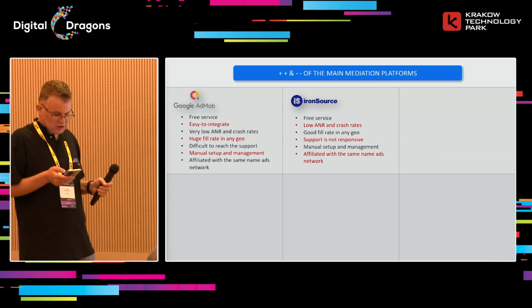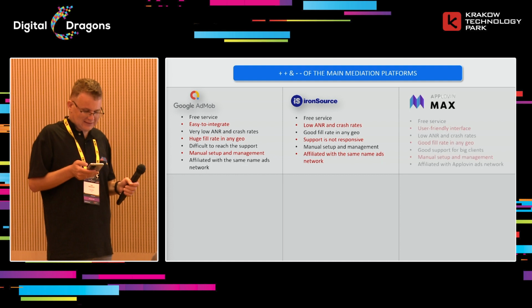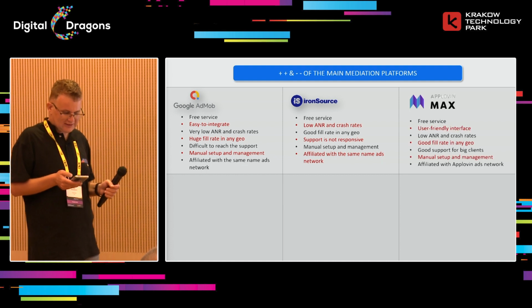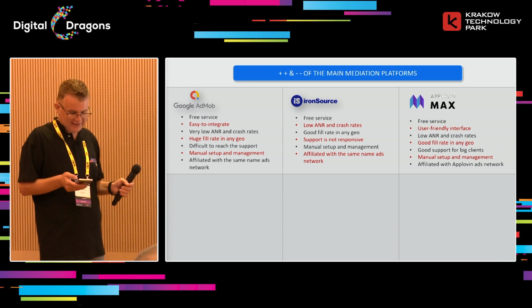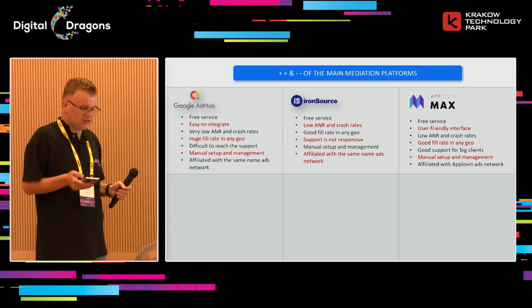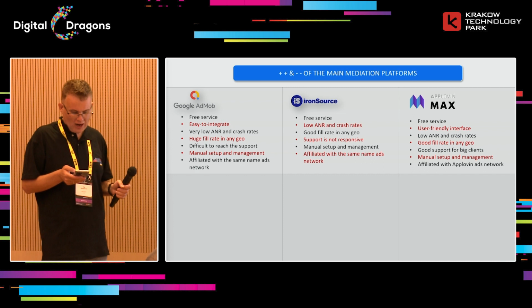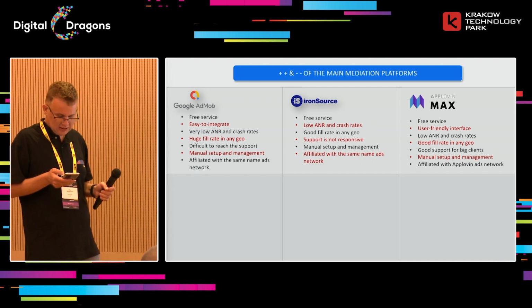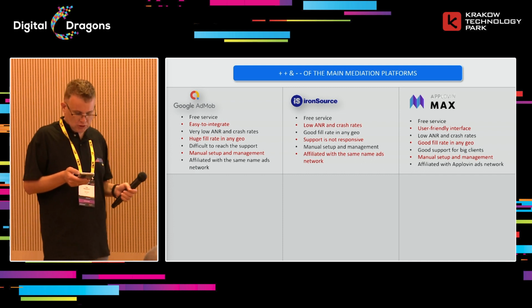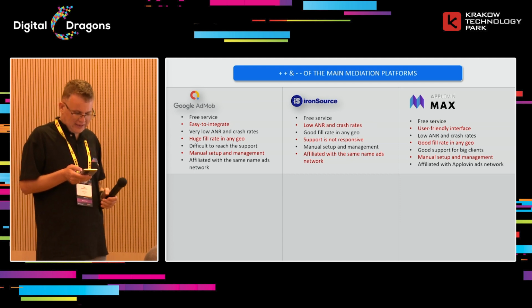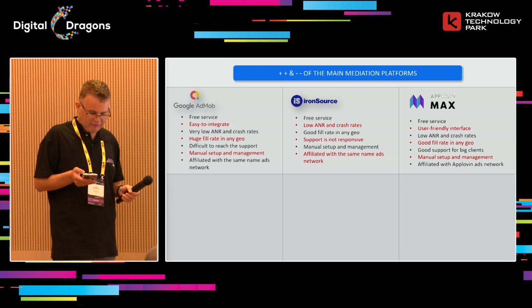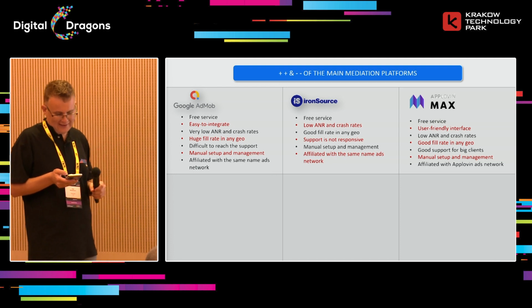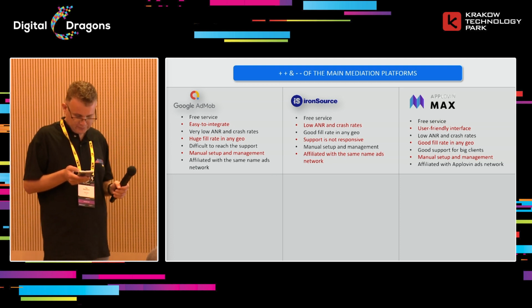Next two networks are AppLovin MAX and IronSource. Actually, these competitors look like twins. They both have a user-friendly interface. They don't charge any commissions. They have low ANR and crash rate. Some disadvantages are common too. They have manual setup and management, and they are, of course, affiliated with AppLovin and IronSource.